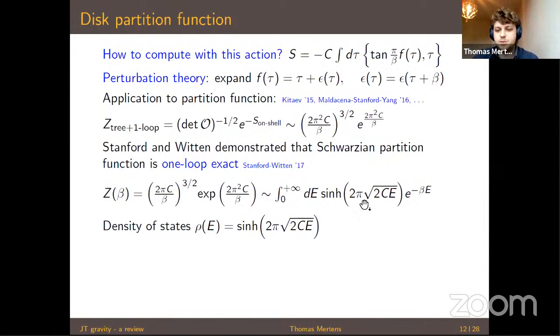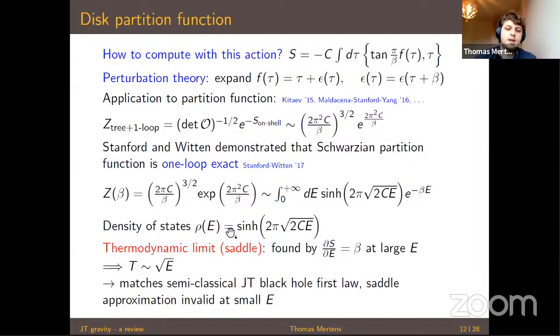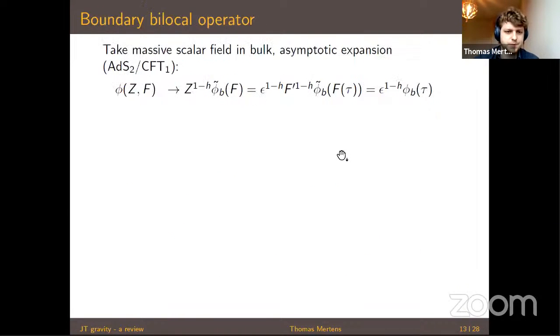If we inverse Laplace transform this, we get this answer from which we can read off the density of states as sinh 2 pi square root e. Now it is interesting to compare this to the classical black hole solution we had in the beginning by looking at the thermodynamic limit, or the saddle, which you can get by just setting dS/dE equals beta at large E, and you find that the saddle of this integral appears when the temperature is proportional to the square root of the energy, which precisely matches with the semi-classical JT black hole first law we had in the beginning for the classical black hole. But well, the saddle is invalidated at small energy, so this is the full quantum mechanical partition function that has this semi-classical limit of the classical black hole that we saw in the beginning.